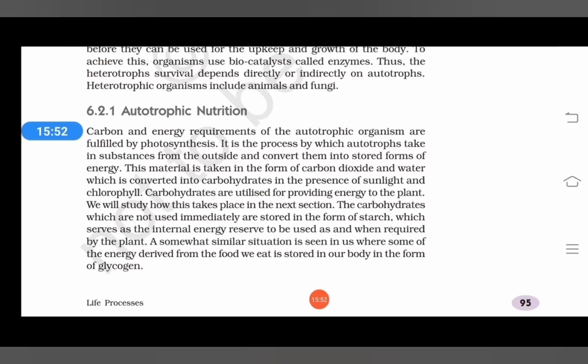A somewhat similar situation is seen in us when some of the energy derived from the food we eat is stored in our body in the form of glycogen. So in autotrophic nutrition, the autotrophs require carbon and energy, and they convert them into a form of energy. When the energy is needed, they produce the energy, and the remaining energy is stored in the form of starch.